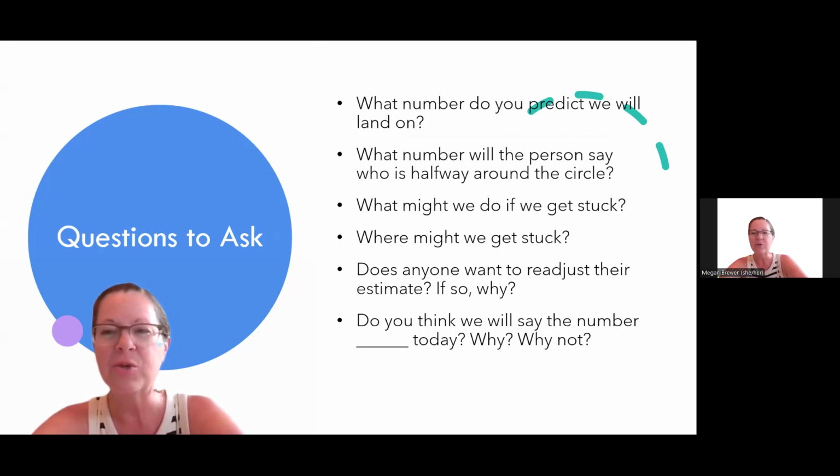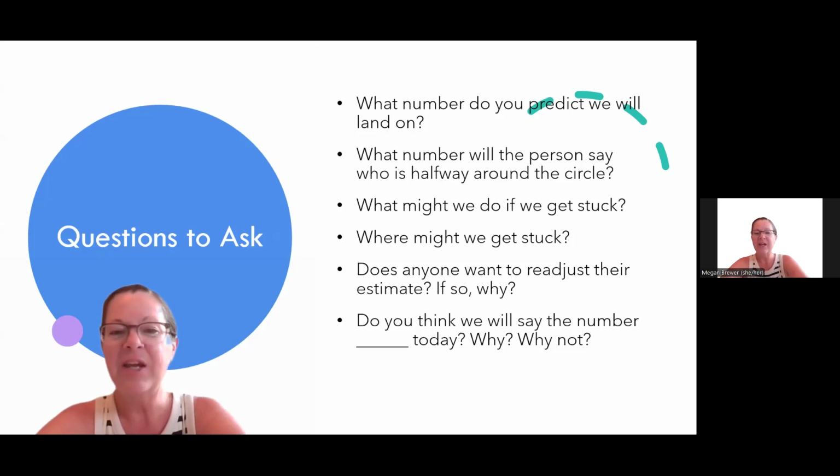This is an important one because you might have some tools around the room, like if you're in kindergarten, maybe there's a number path that students could look at, or if you're in third grade and maybe they're counting by multiples of 7, maybe you have a 100 chart or a multiplication table posted somewhere in the room. So you want to help those students out that might have a little bit of difficulty by just preemptively asking, well, what could we do if we got stuck? And another good question, and this is a different question, where might we get stuck?